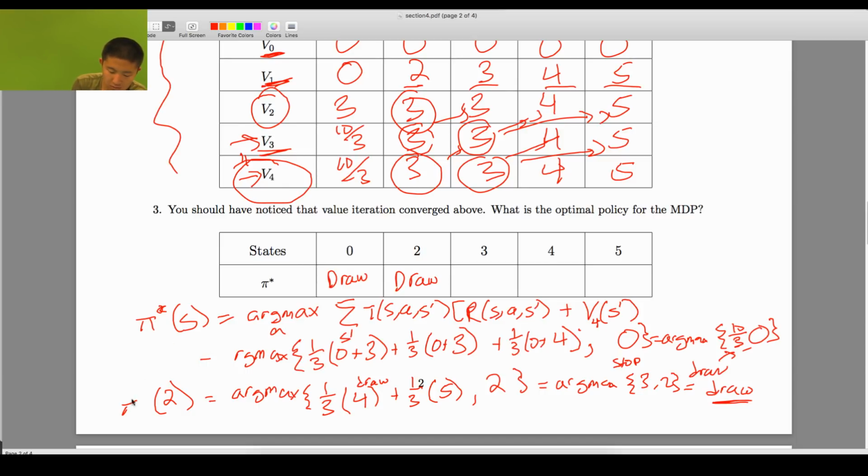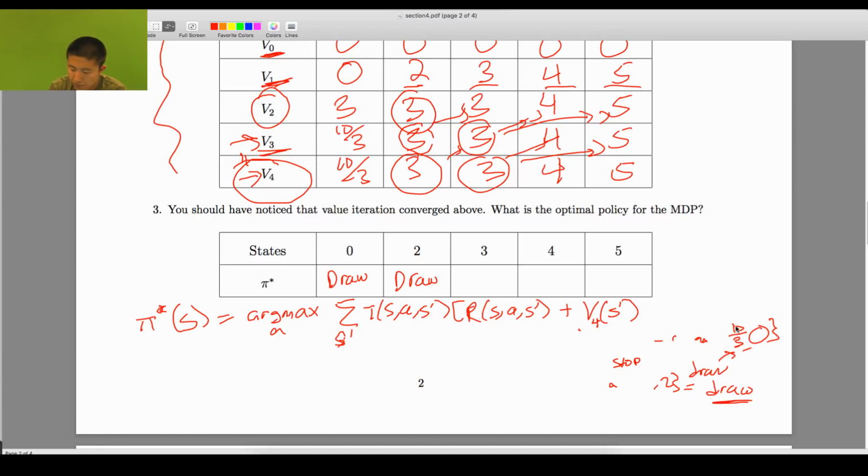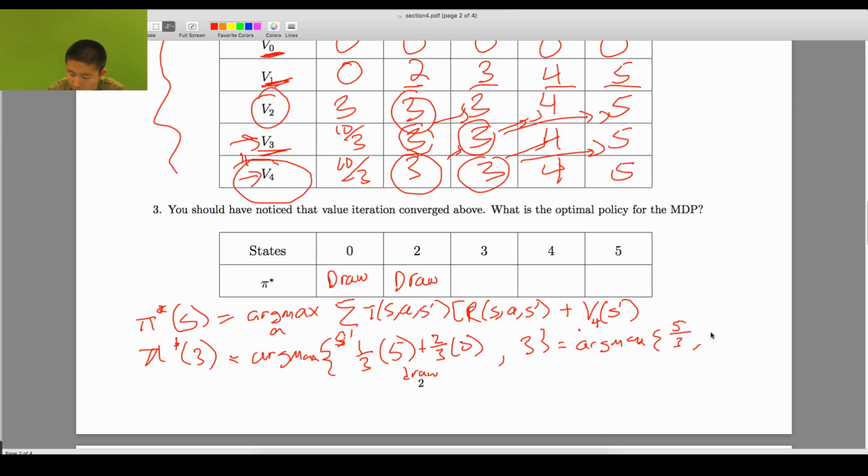Okay, so now just erase this. So pi star of 3 is the argmax of, from 3 you can only go to 5 if you draw, so times the value function at 5, and then 2/3 where you're done here. So this is if you draw. And if you don't draw, you get 3. So it's the argmax of 5 over 3 and 3, which is equal to stop, because this is a higher value than 5 over 3. So we choose to stop in this case.